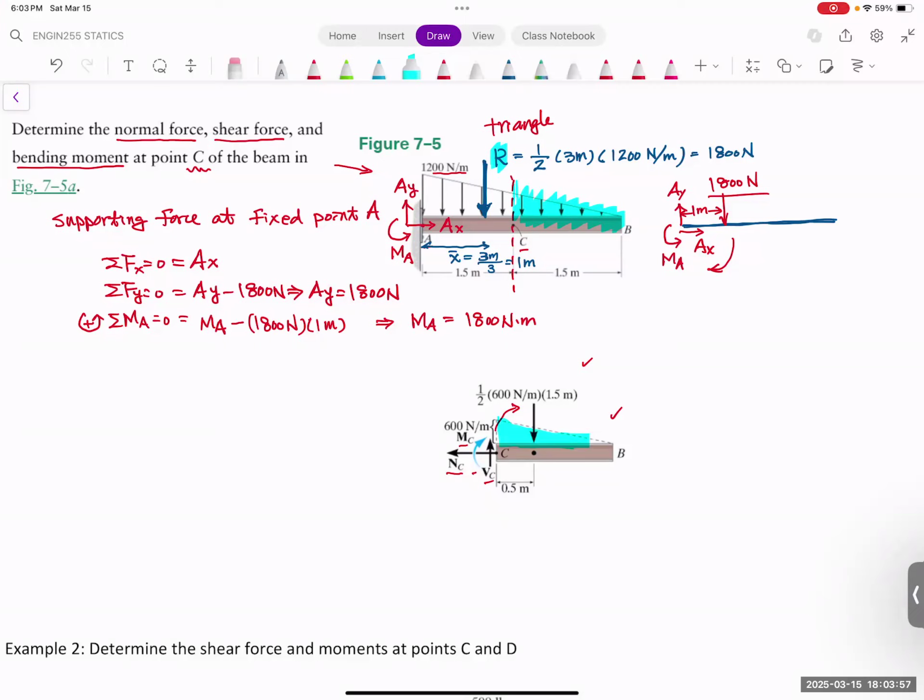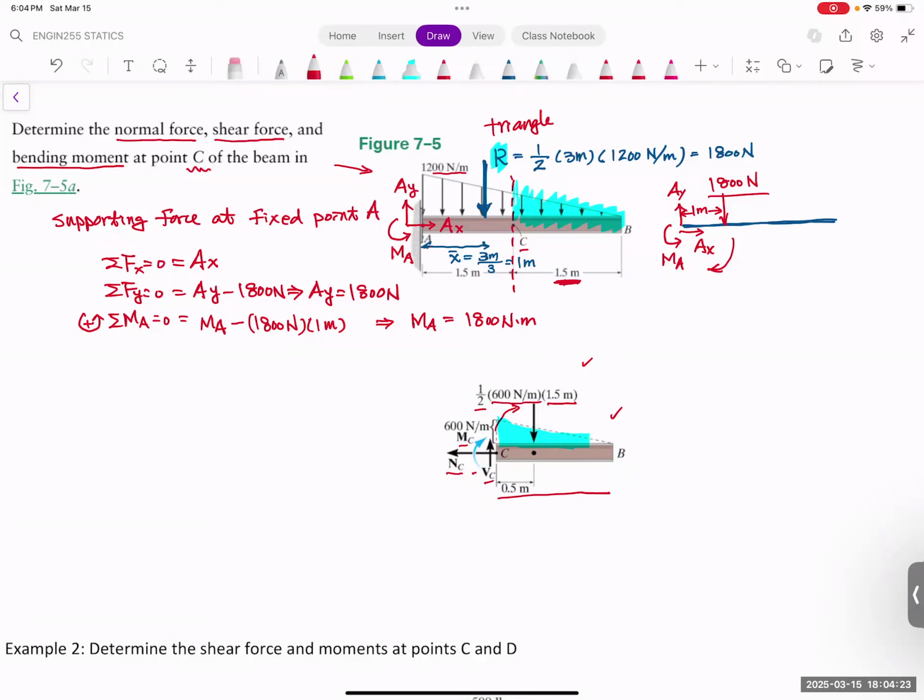So let's calculate the total resultant force just for the section of the C to B. We're doing the same thing. You have 1/2, and you're going to have the total length right here, which is the 1.5 meter. That is this one here. And you also need to multiply with the height.